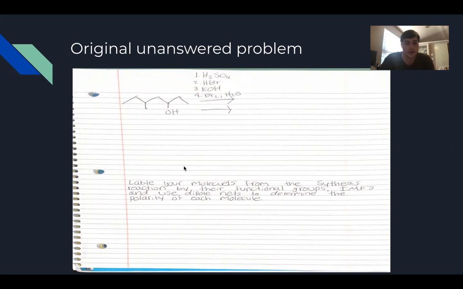The second part of my question says, label your molecules from the synthesis reaction by their functional groups, IMFs, and use net dipoles to determine the polarity of each molecule. So every molecule that I use from the synthesis, I need to give its intermolecular forces. I need to draw out any net dipoles. I need to label any functional groups, and then I have to name if it's polar or not polar.